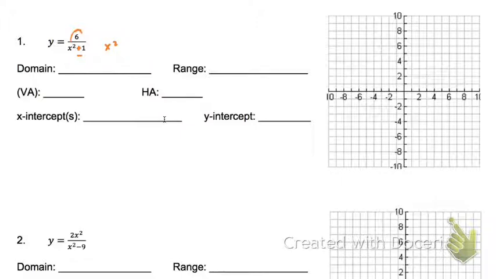And then when you have x squared minus 1, what can I simplify that to be? Yeah, so 6 over x plus 1, x minus 1. So then I would have 2 vertical asymptotes, and they would be where? X equals -1 and x equals 1.